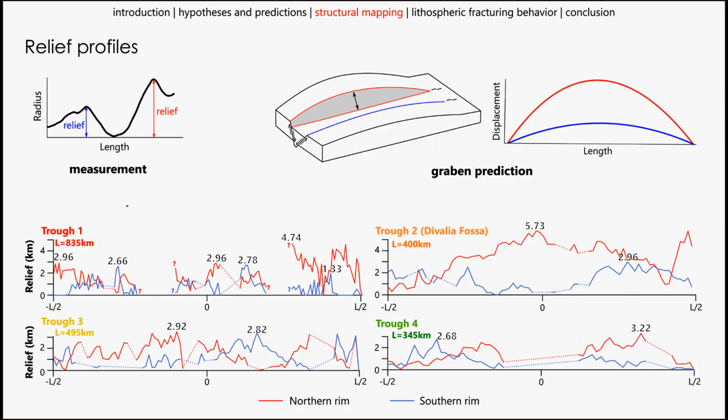Here we present the relief profiles of the 4 equatorial troughs, with the northern rim in red and the southern rim in blue. Only the northern rim of trough 2 has its maximum displacement located at the center, and none of the profiles of the trough bounding scarps mimic each other.